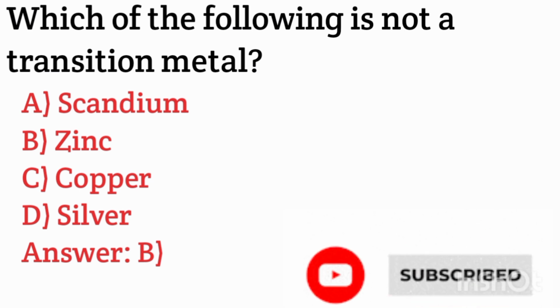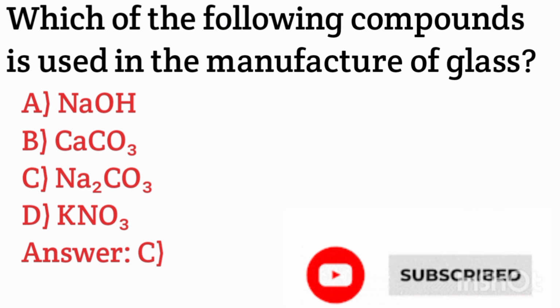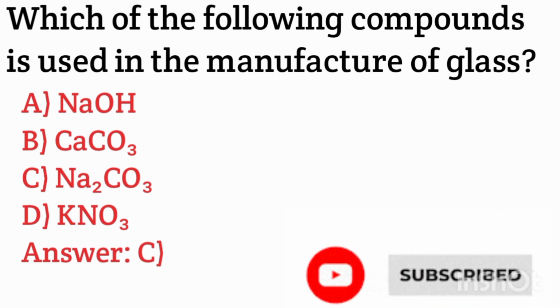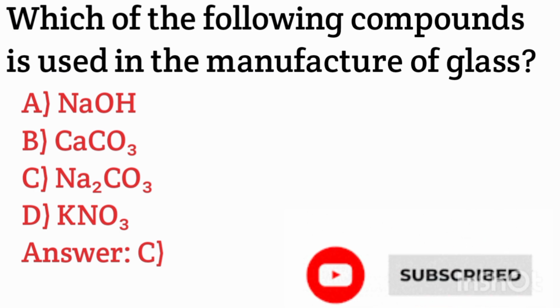Another question is, which of the following compound is used in the manufacture of glass? Na2CO3. Option number C is correct.